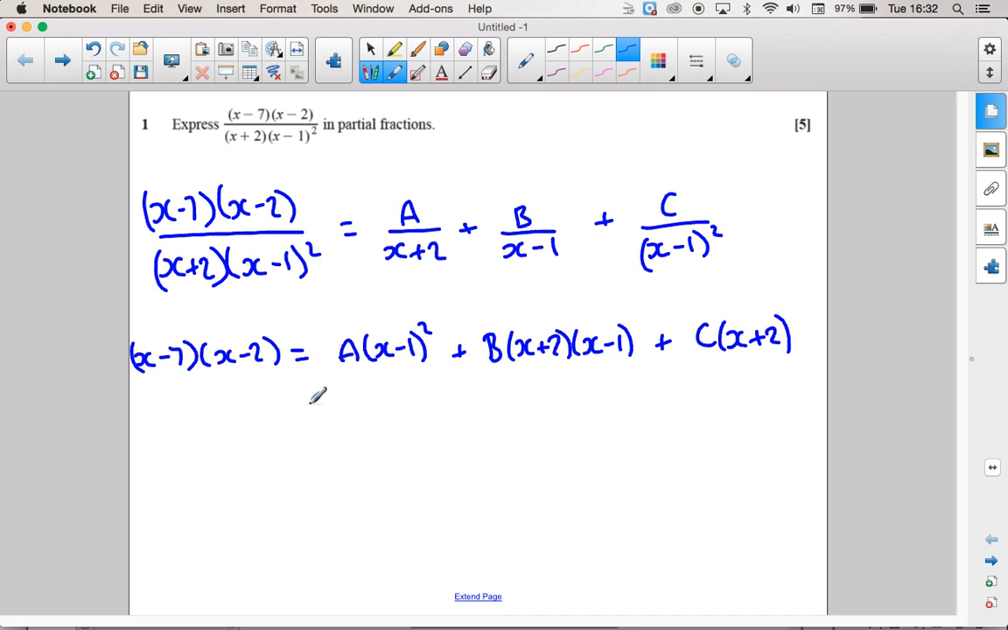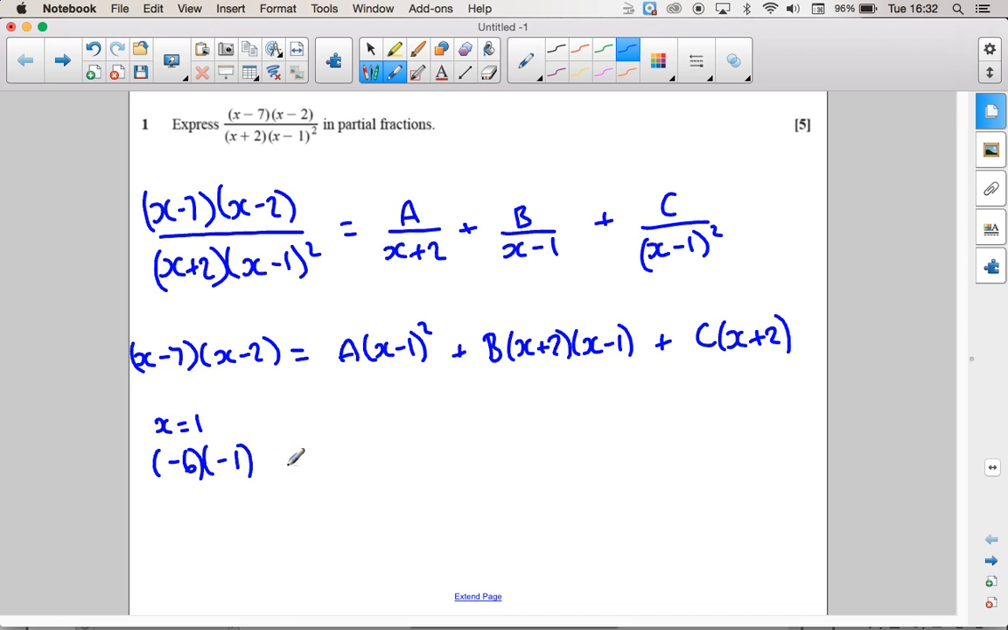And the way I usually work out A, B and C is by making sensible substitutions. You can do it by comparing coefficients. Both methods work fine. Comparing coefficients leads to you using simultaneous equations. Choosing sensible substitutions I think is a bit quicker. So the first sensible substitution I'm going to use is x equals 1, because that will make that first bracket disappear.